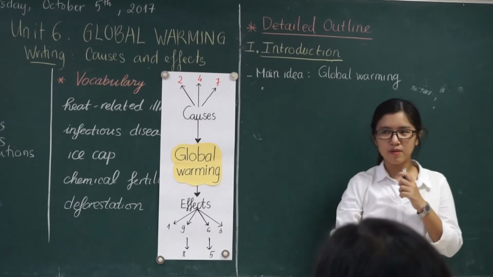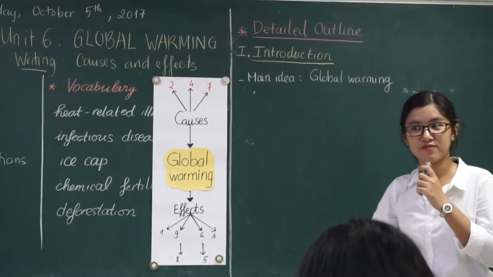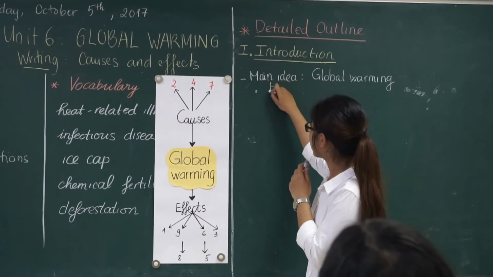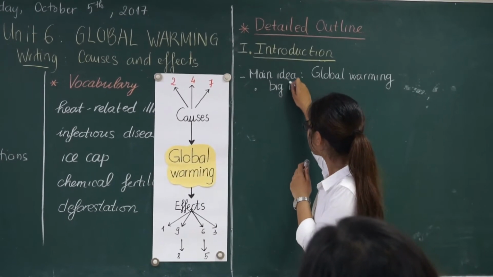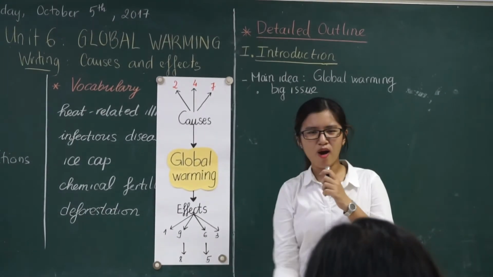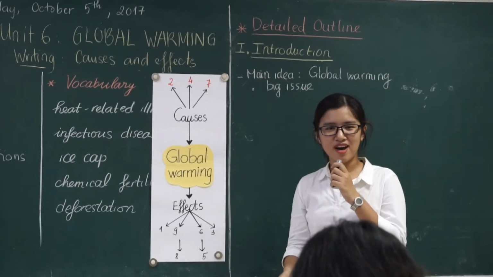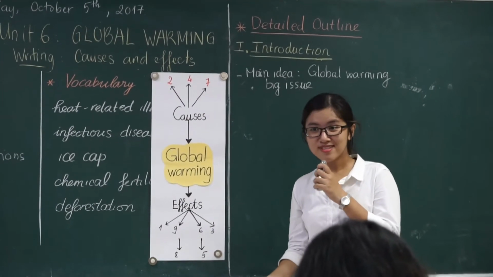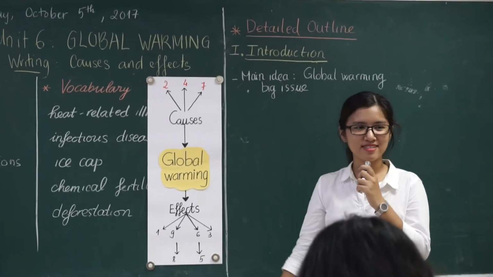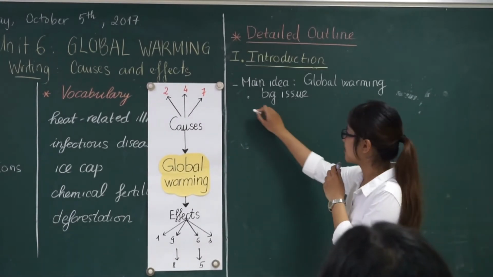So can you tell me something about global warming? Is it a big issue that humans are facing right now? Yes, it is a very big issue. Who caused global warming? Is it because of the trees? Is it because of the animals? So who caused global warming in your opinion? Yes, it is mainly caused by humans.